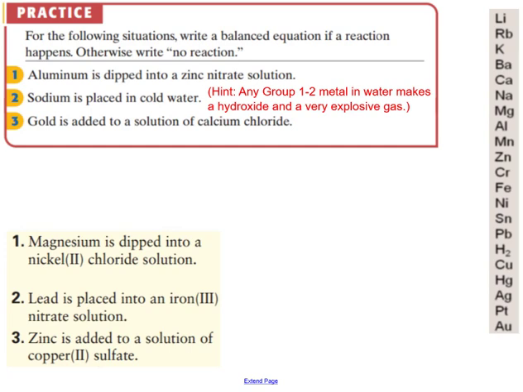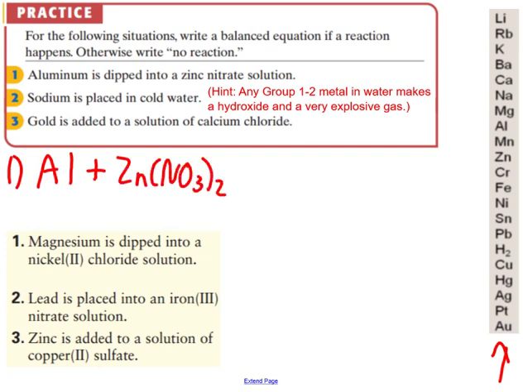Okay, now we've got some practice here. We're going to look through it just like before. So I've given you the activity series here on the right. And let's work through it. Make sure you're pausing. Okay. Aluminum gets dipped into a zinc nitrate solution. Aluminum is dipped into zinc nitrate.